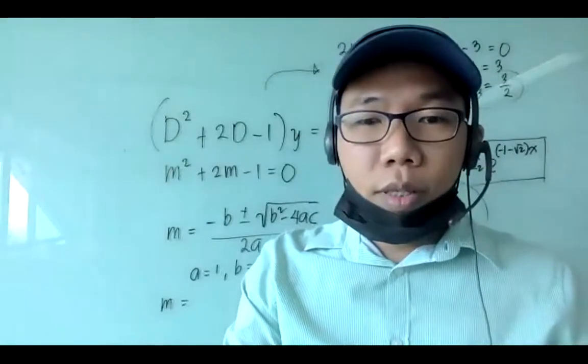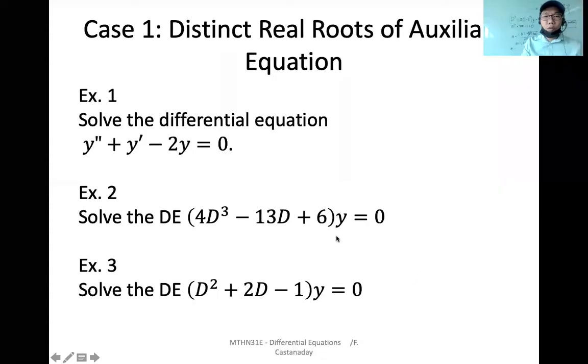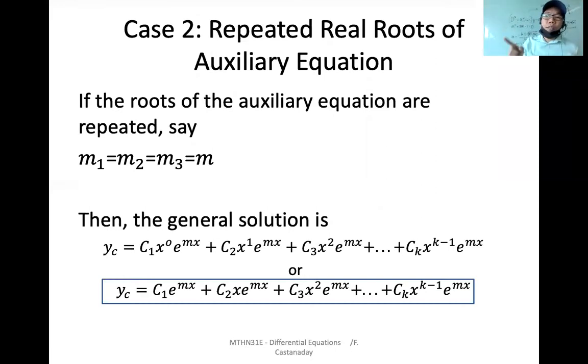Now, let's go to case number 2. Okay? We are done with case number 1. Let's now go to case number 2. So the case number 2, repeated real roots of the auxiliary equation. So if the roots of the auxiliary equation are repeated, say for instance, tatlo yung roots, diba? So you have m sub 1, m sub 2, m sub 3, and these roots are the same. So pwedeng m na lang ilalagay natin. And this is how you write your solution.